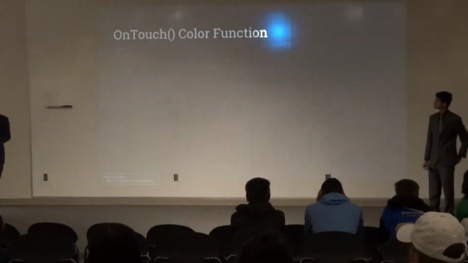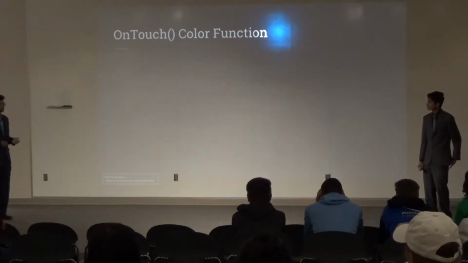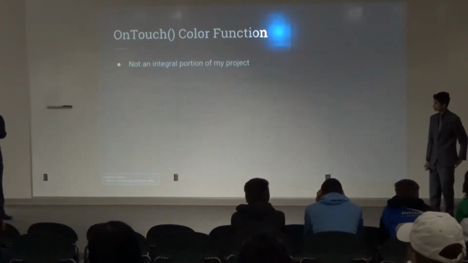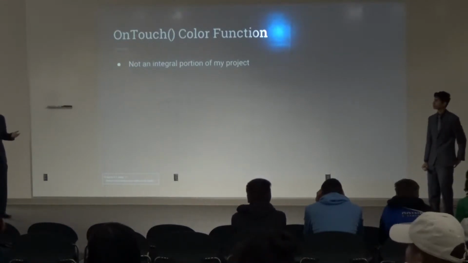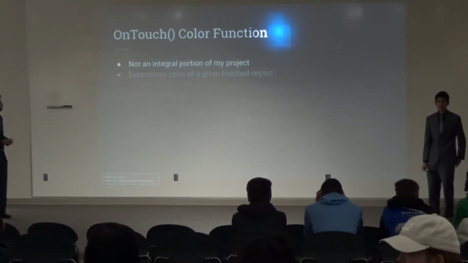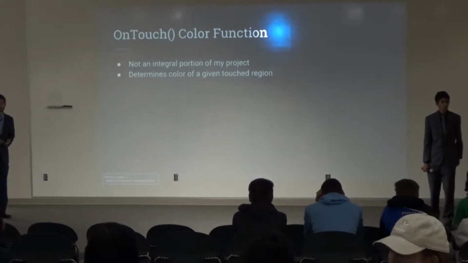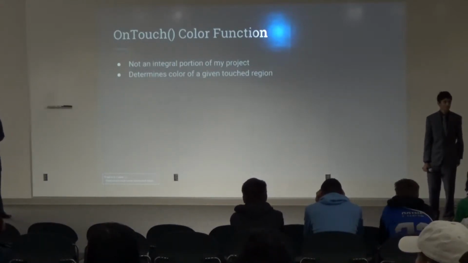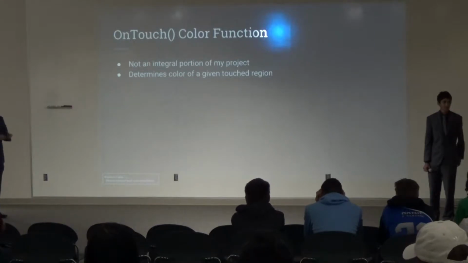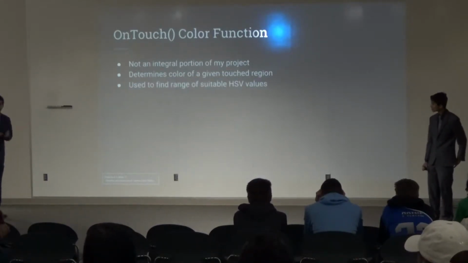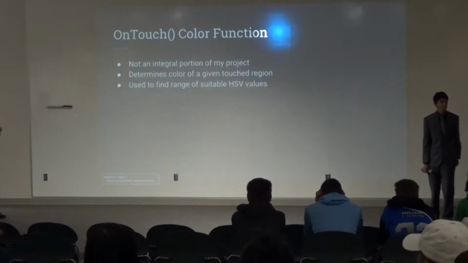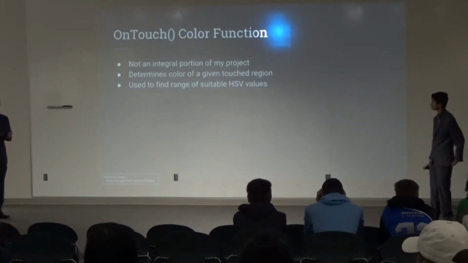The first part of my project was creating an on-touch color function. This wasn't actually integral for my project to work, but I still needed it because it made everything so much easier. This is pretty self-explanatory. What this does is, in the event that a user touches a certain part of the screen, it returns the color value of that part. And then I end up converting this color value, which is in hexadecimal, to hue saturation values.